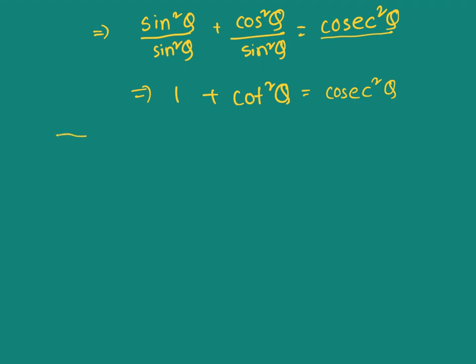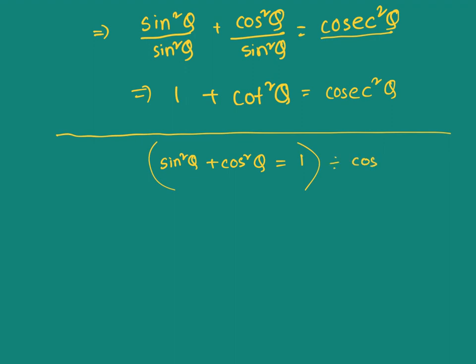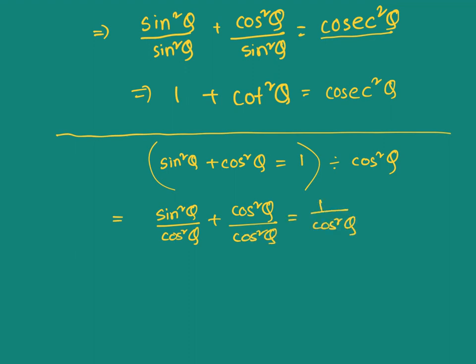Now let's do the same thing, but instead of dividing by sine squared theta, now let's divide it by cos squared theta. So let's write our first identity again, which is sine squared theta plus cos squared theta equal to 1. And now let's divide this whole equation by cos squared theta. And if we do that, we're going to get sine squared theta by cos squared theta plus cos squared theta by cos squared theta is equal to 1 by cos squared theta.